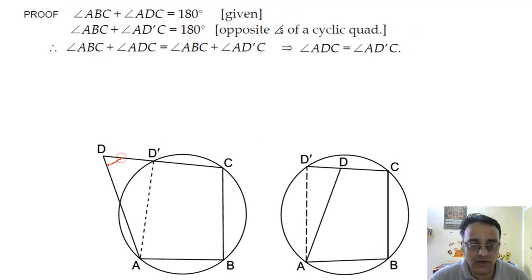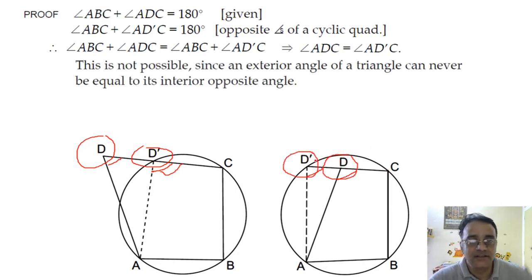See carefully, these two angles are equal according to this, and this is not possible. Why? Because this is an exterior angle of the triangle in both cases. In both cases, the exterior angle is equal to its interior opposite angle, which is not correct. That is possible only when D and D dash coincide with each other. When these two coincide, only then it will be true. This is not possible since an exterior angle of a triangle can never be equal to its interior opposite angle.